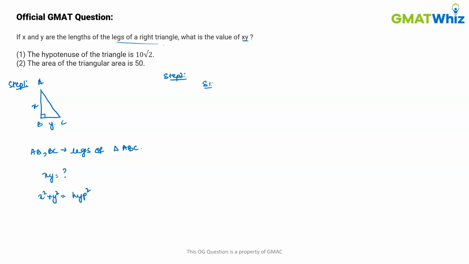Now statement 1 tells me that the hypotenuse of the triangle is 10 root 2. This means I can use the Pythagoras theorem, x squared plus y squared equals 10 root 2 whole squared. And this, on further simplification, gives me x squared plus y squared equals 200. Now let's see what possible values I can get.